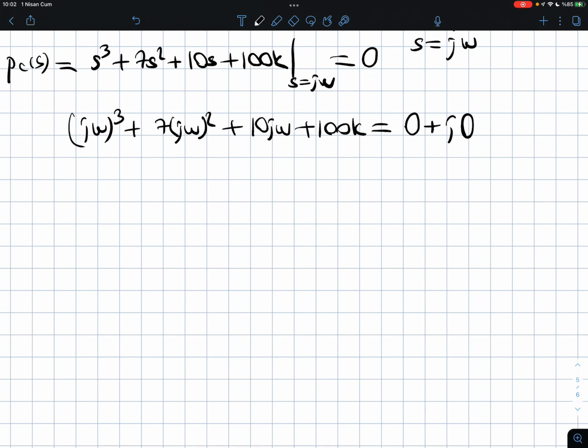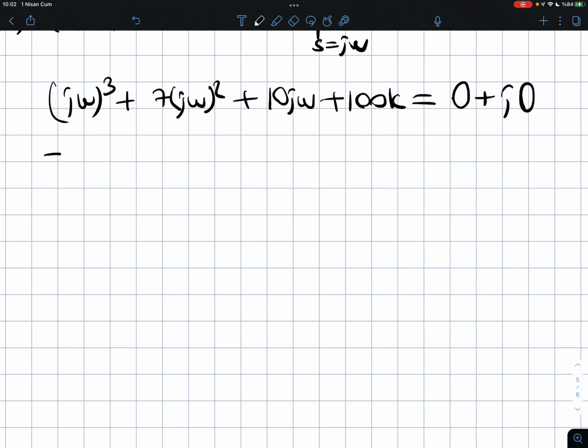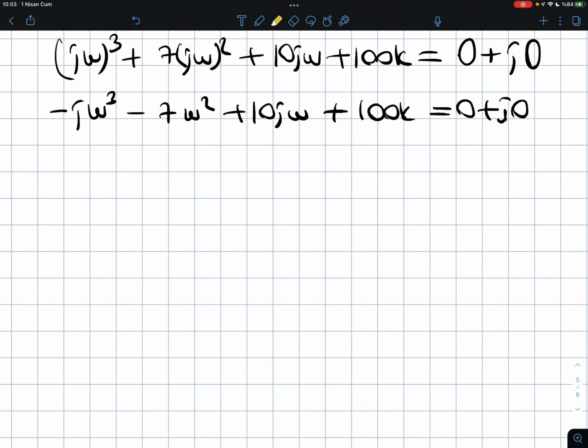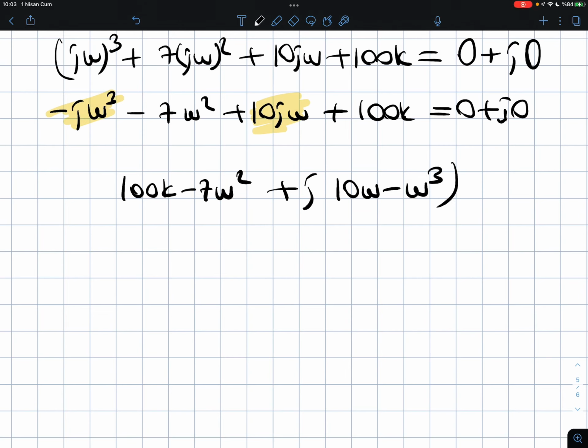Or in other terms, I should equate the real part of the left-hand side to 0 and the imaginary part to 0. So now this becomes j omega cubed minus 7 omega squared plus 10 j omega plus 100k equals 0 plus j0. Now we have the imaginary terms here. Let's group them. So 100k minus 7 omega squared is the real part plus j, and then we have 10 omega minus omega cubed should be equal to 0 plus 0j.